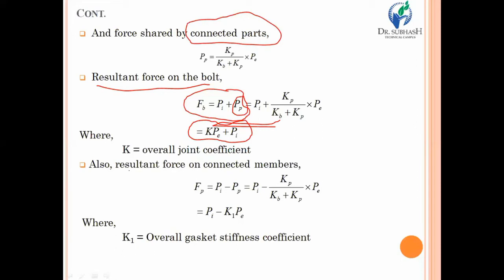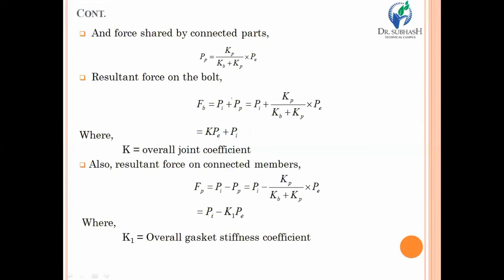Similarly, you have to evaluate the relation for the connected parts or connected members. So resultant force on connected members will become Fp is equal to Pi minus Pp. Over here, if you are comparing the resultant force on bolt and resultant force on connected member, you might have the question: why in case of bolt, both Pi and Pp are summed up, whereas over here, Pp is subtracted from Pi.